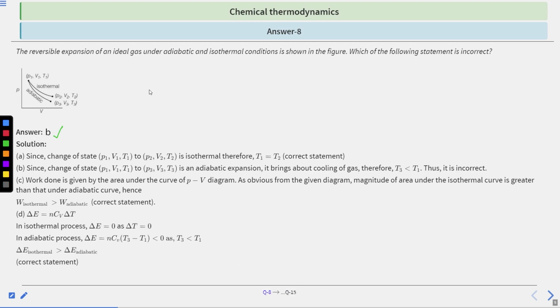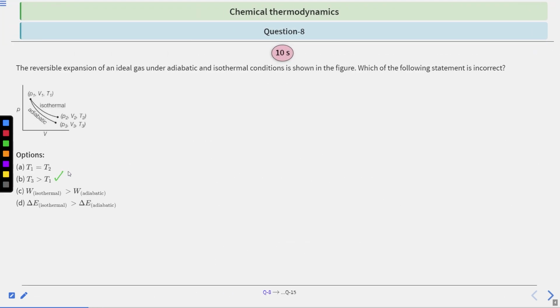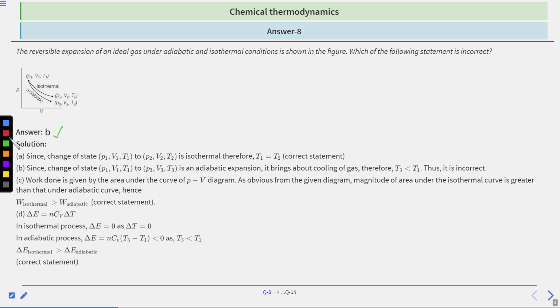We have to find the incorrect statement, which will be option B, that is T3 is greater than T1. So how is that? In option A, we are given T2 equals T1. Since the change of state from P1, V1, T1 to P2, V2, T2 is isothermal, and in an isothermal process the change in temperature is 0, T1 will be equal to T2. So the statement in option A is correct.